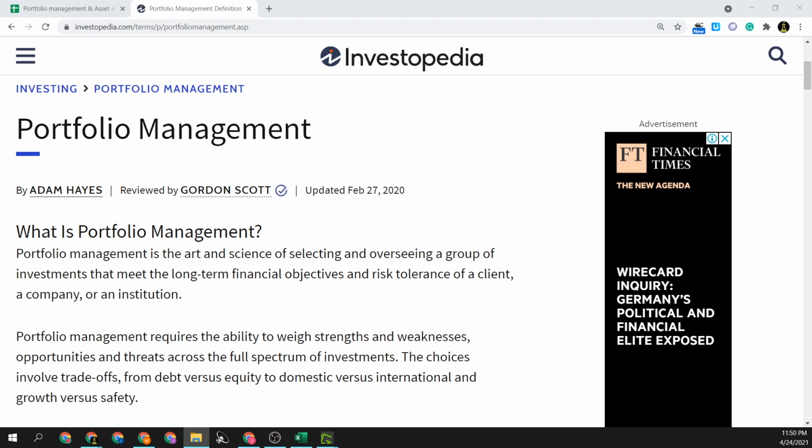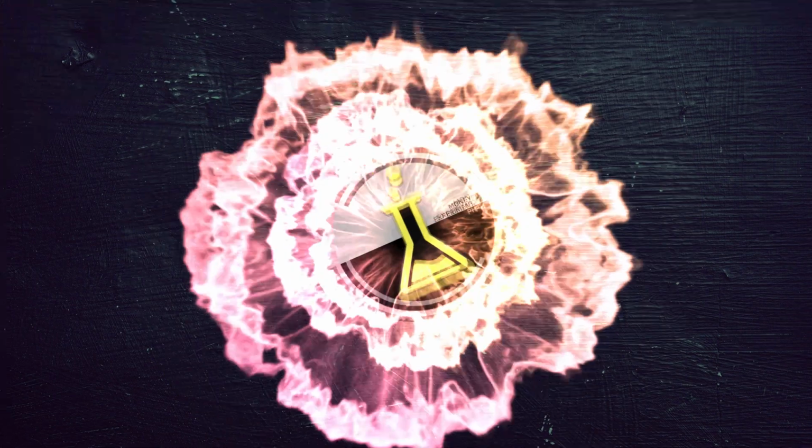So these terms seem technical and difficult, right? But please stay with us and we will try to explain portfolio management with figures to make it easier to understand.